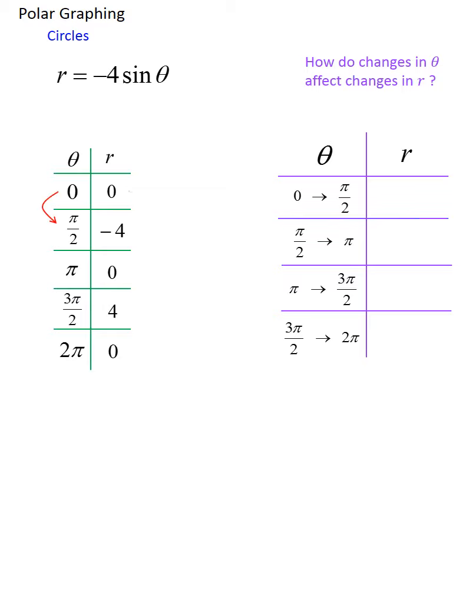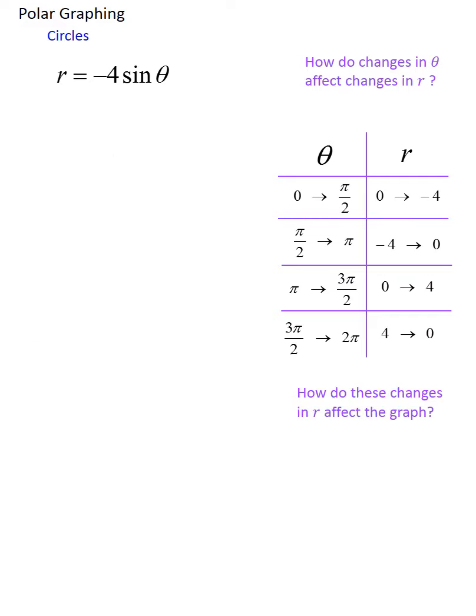We'll do the same thing with constructing a chart of what's happening to r in each of the quadrants, just like before. And now it's time to ask, what do these changes in r do to the graph?